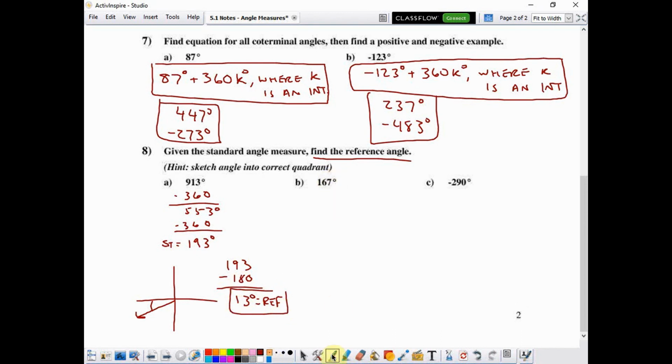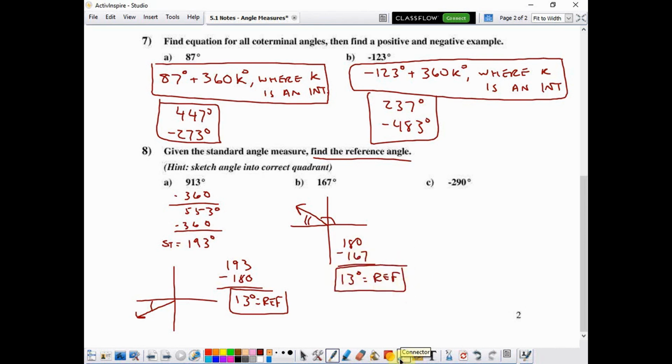167 is already between 0 and 360. So I'm going to use 167 as the angle. I don't need any lower coterminal. So on a graph, that would look about like that. This is my reference angle right here. 180 minus 167 is 13 degrees. That's my reference angle.